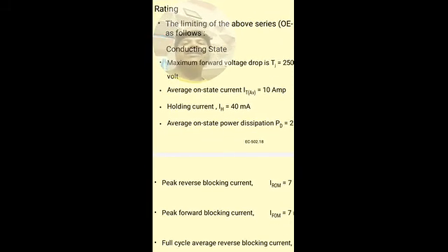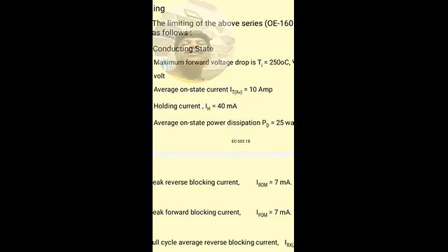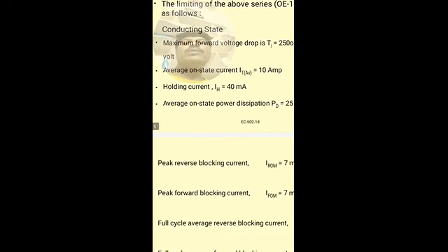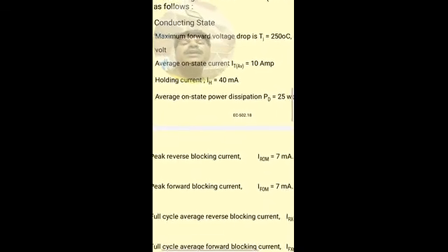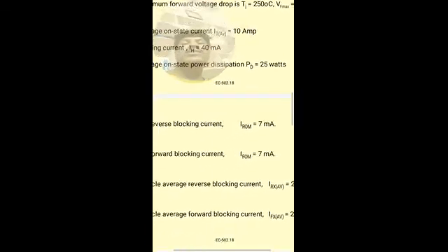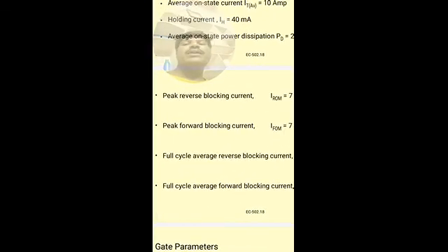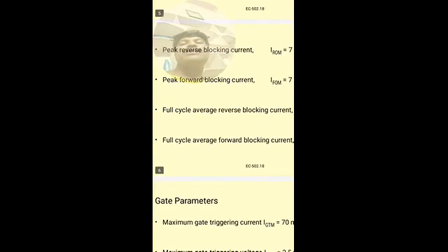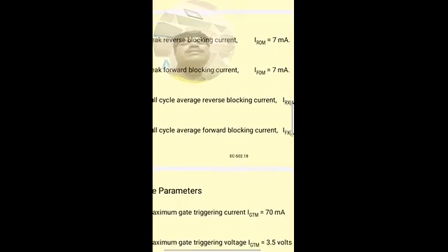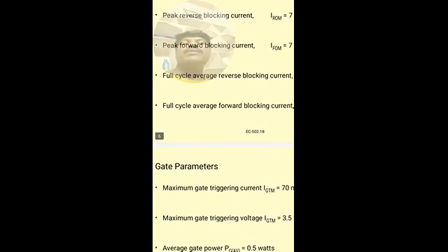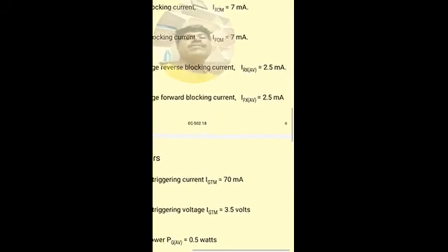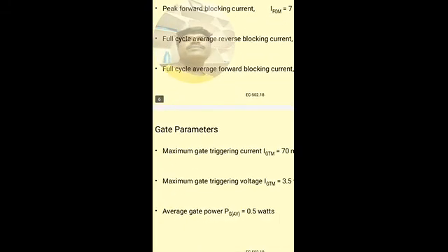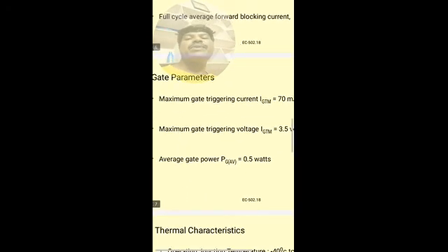Average on state current is 10 amperes. Holding current value is 40 milliamperes. Average on state power dissipation is 25 watts. Peak reverse blocking current is 7 milliamperes. Peak forward blocking current is 7 milliamperes. Full cycle average reverse blocking current is 2.5 milliamperes. Full cycle average forward blocking current is 2.5 milliamperes.